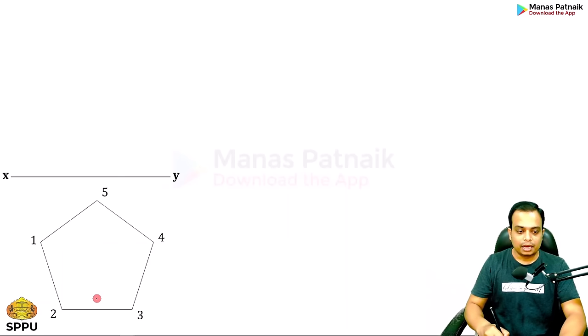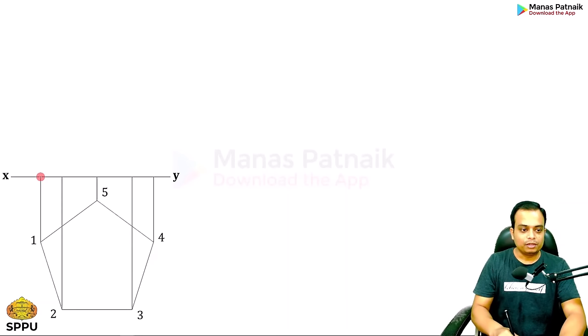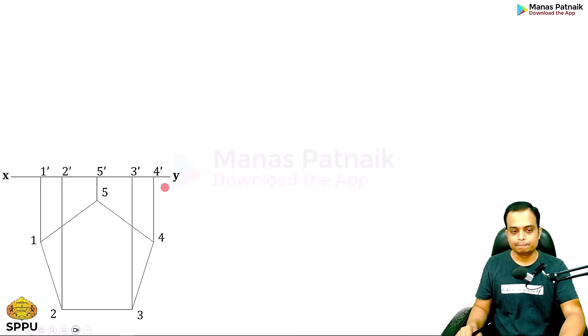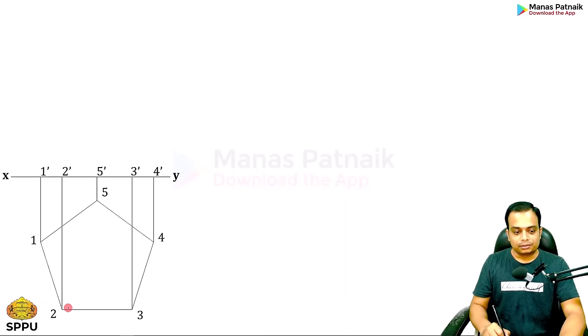Take a look at the front view. Let me extend the lines from all of these corners. So this has got to be 1 dash, this is 2 dash, this is going to be 5 dash, this is 3 dash and 4 dash. I'm sure you know this. As far as this length is concerned, it's a regular pentagon. All the sides are equal, 30 millimeters.